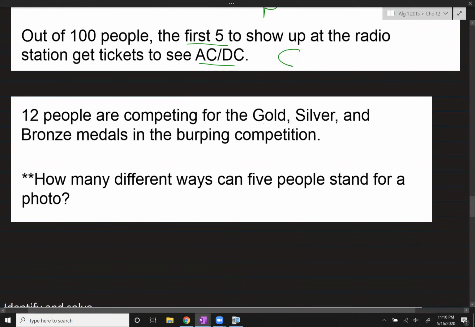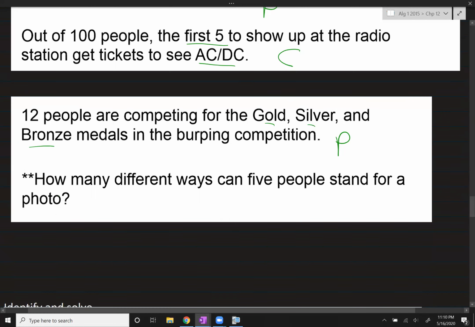12 people are competing for gold, silver, and bronze. Do I need to say any more? Well, I mean, it is a burping competition, but you get the idea. Gold, silver, bronze, I don't even care what the competition is. It's a permutation.